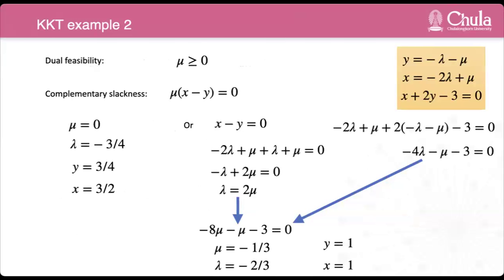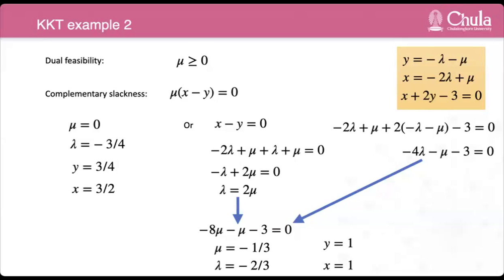And of course, for feasibility, mu must be greater than or equal to 0. And we analyze the complementary slackness. Complementary slackness is mu g, right? Mu g must be 0. So our g is x minus y. Right, x minus y. So mu times x minus y must be 0. So mu can be 0 or x minus y is 0.